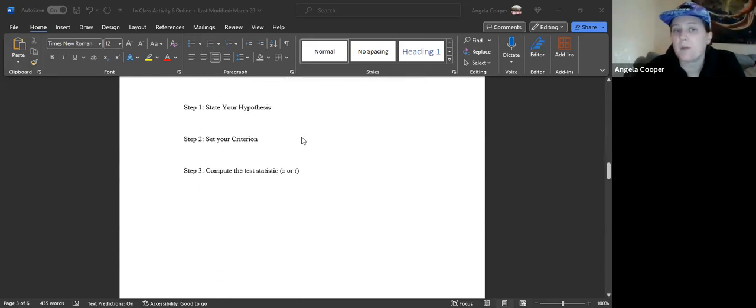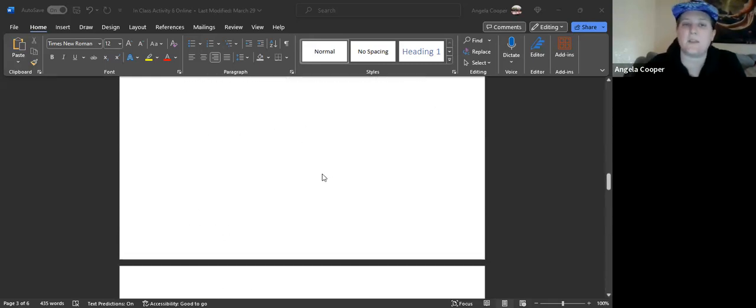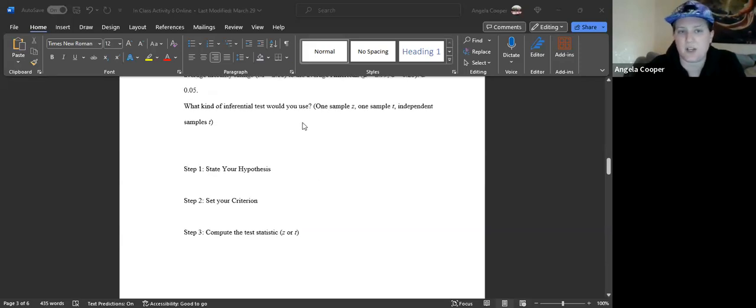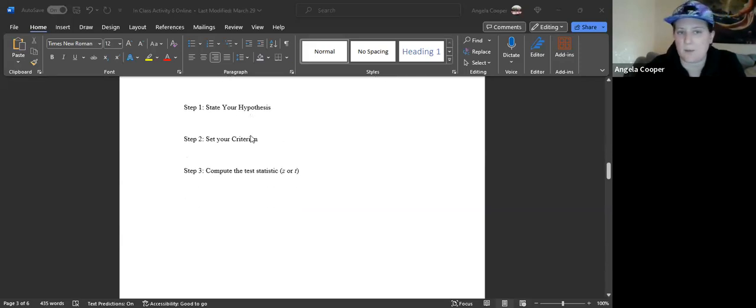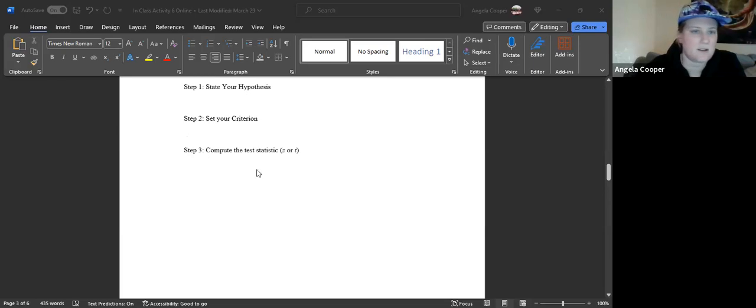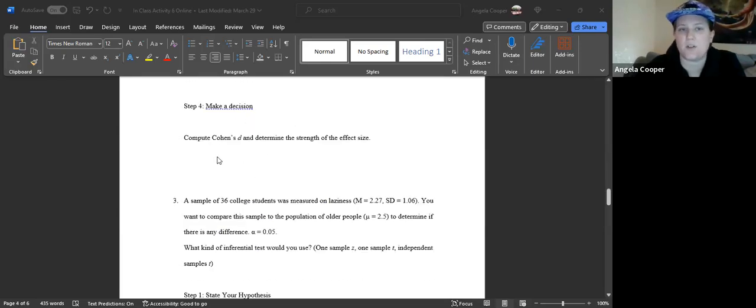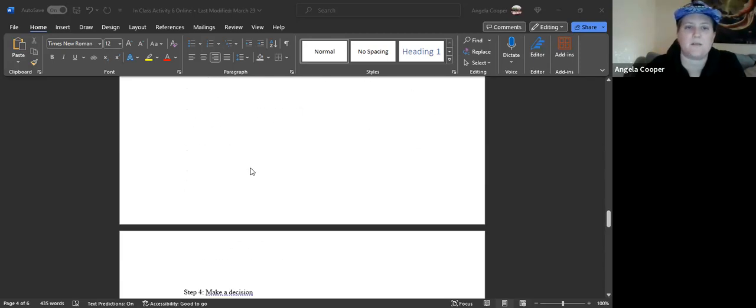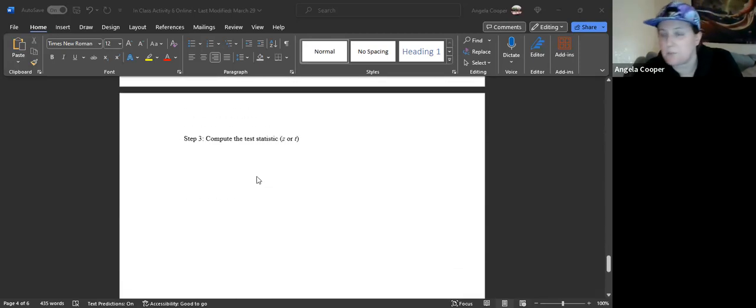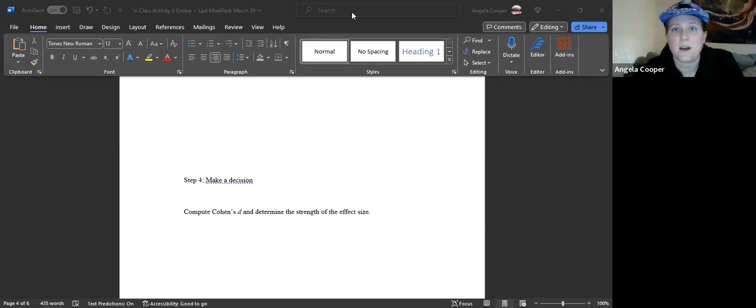So we have 4 problems. And again, you're going to be doing the same things throughout, determining which test you'll use. Start with the hypotheses, as we're so used to doing, the criterion, the test statistic, the decision regarding the null, and then computing Cohen's d. So that's it. Pretty straightforward activity. So I wish you the best of luck.